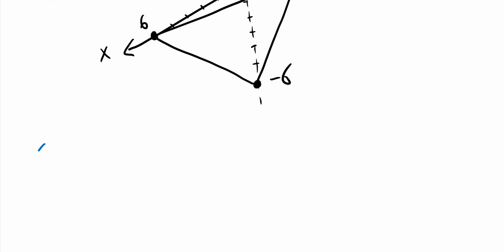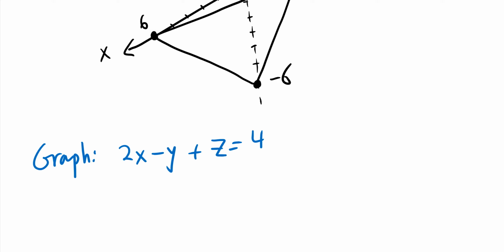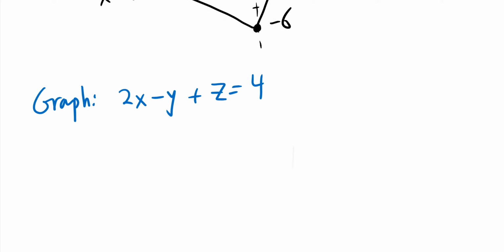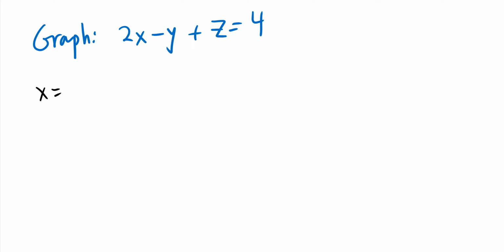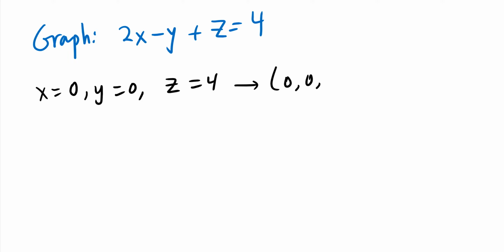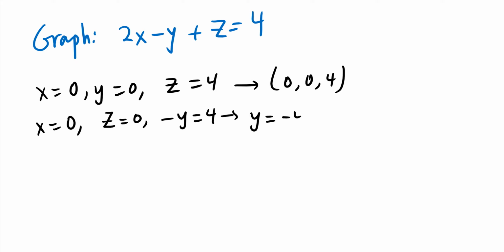Another graph. So let's say we need to graph this equation, 2x minus y plus z equals 4. How do we graph an equation like this? So again, set x equals 0, y 0. That will give me z equals 4. So the first point I get is 0, 0, 4. Next one, when x is 0, z 0, negative y is 4. So y is negative 4. So that gives me 0, negative 4, 0.